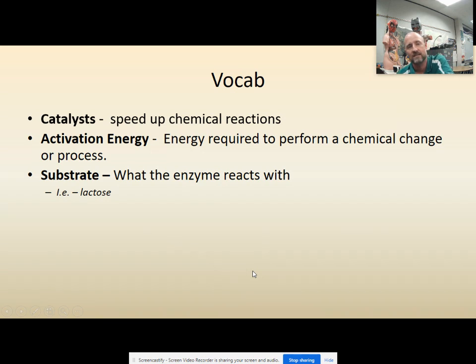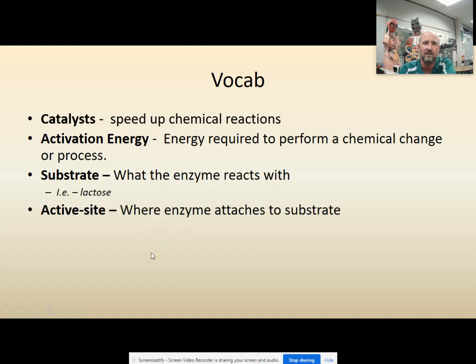Substrate is going to be what the enzyme reacts with. So an example for this is lactose is the sugar that's in breast milk. Lactose combines with lactase, which is an enzyme. So lactase is the enzyme, lactose is the substrate. It combines to it. So substrate's what the enzyme's going to change, either put together or take apart.